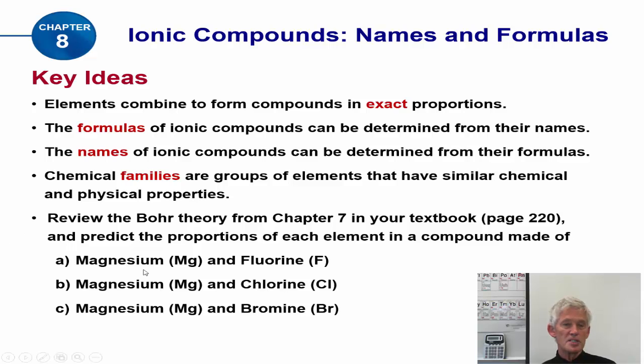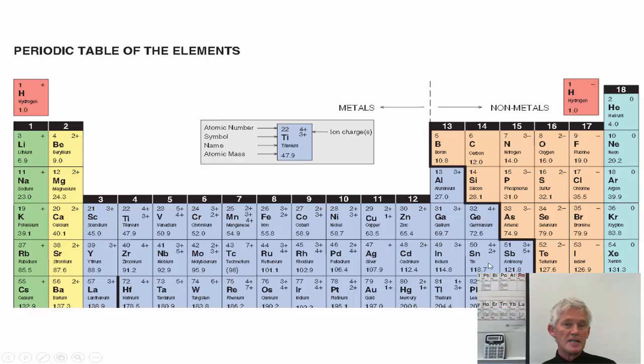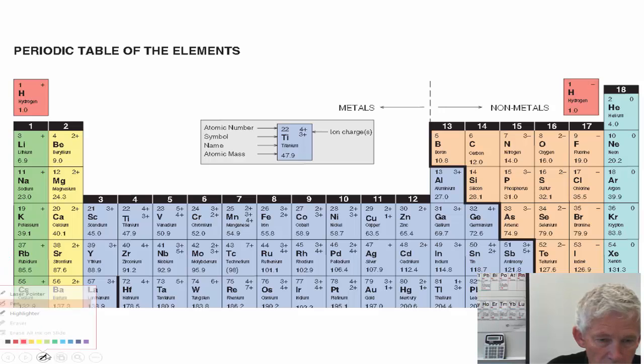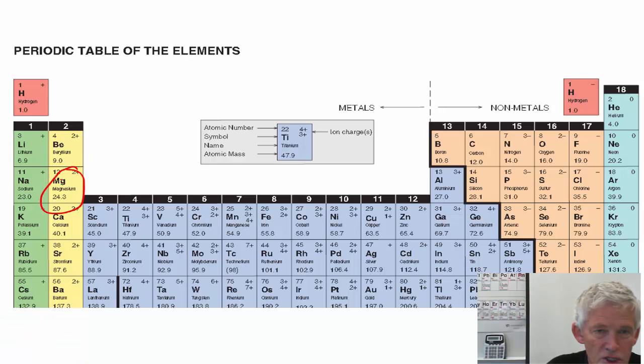I'm going to move on to the periodic table and show you where magnesium and fluorine are. So magnesium is, let's get a pen going here, right here, and notice it's a 2+ charge. Why is it there? Basically, it's because that 2+ means that there are 2 electrons in the outer shell of magnesium.